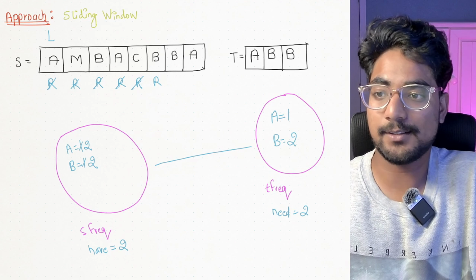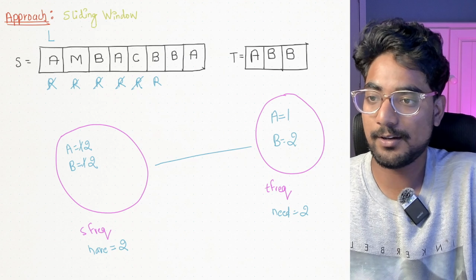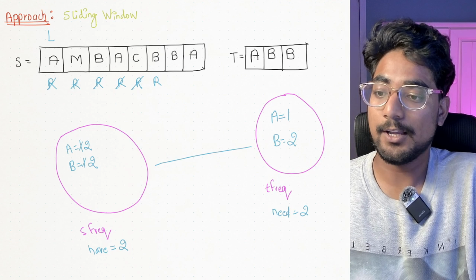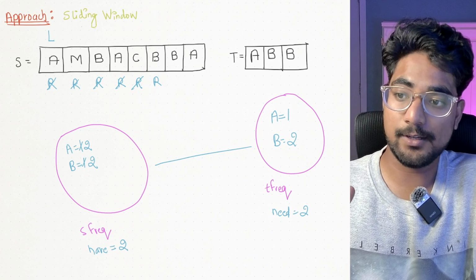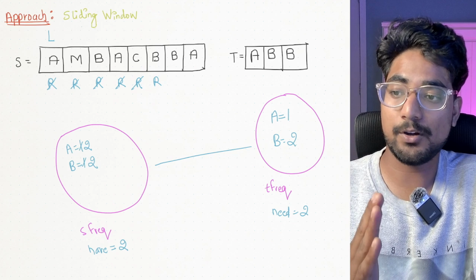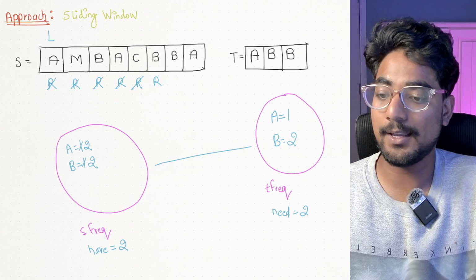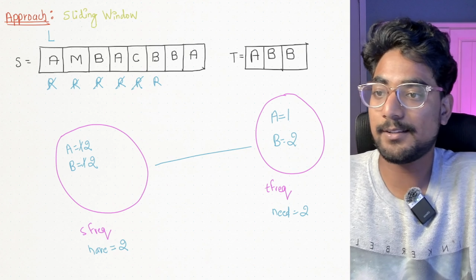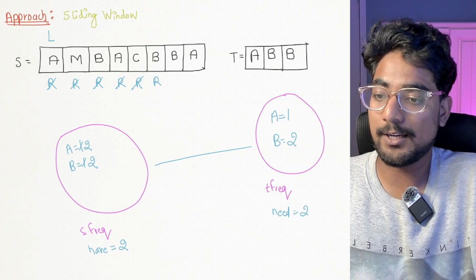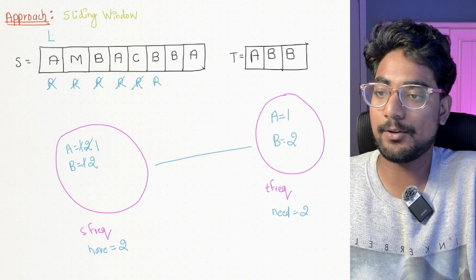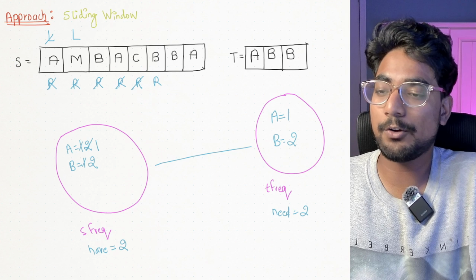Okay, so let's increase our left pointer again. Okay, now your L is pointing to A, correct? And the moment you start utilizing your left pointer, you will decrement the count from the S frequency. So let's increase the left pointer, and before that it will decrement the count of A to 1 back again. Okay, and now your left is pointing to M.